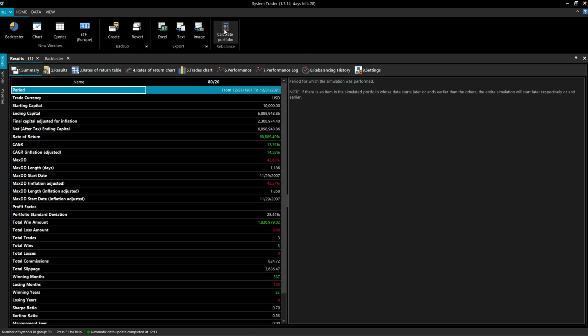Ta-dam! Here we go. As we can see, we have 40 years of simulation, and from the starting capital, we have the ending capital of almost $7 million, but this is in nominal terms. In real terms, it's $2.3 million. And this is important because someone could say that the starting capital, $10,000 in 1981 or 1982, was in fact a totally different capital in terms of value than today. He or she is, of course, right.